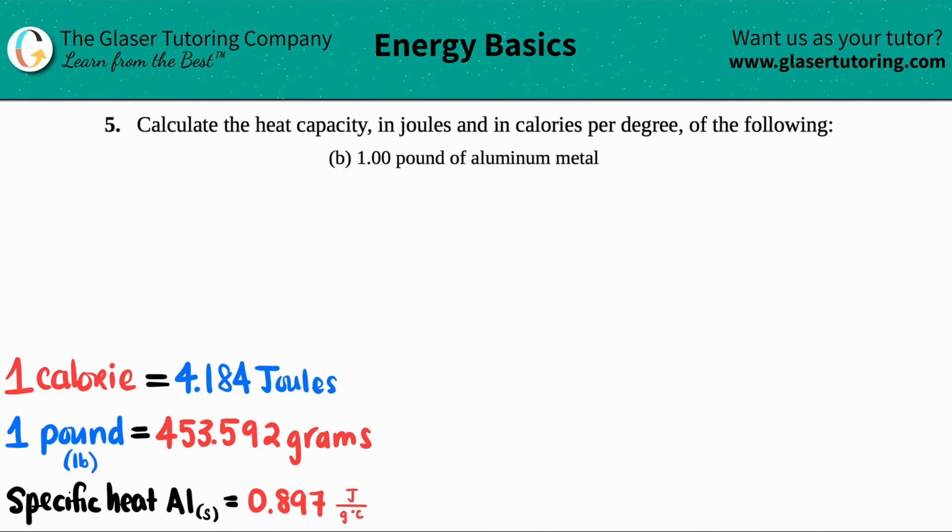Number 5, calculate the heat capacity in joules and in calories per degree of the following. And then we have letter B. So in this case, we need to find the heat capacity for 1 pound of aluminum metal. We have to find the heat capacity for 1 pound of Al, and it's a metal, so it's solid. Now, they only gave us one number, technically, and they asked for the heat capacity.